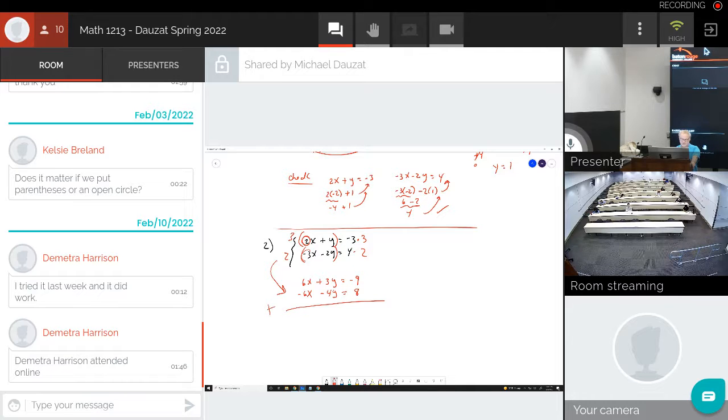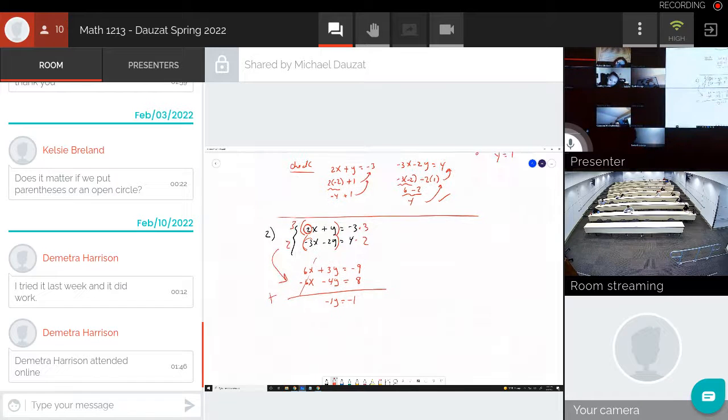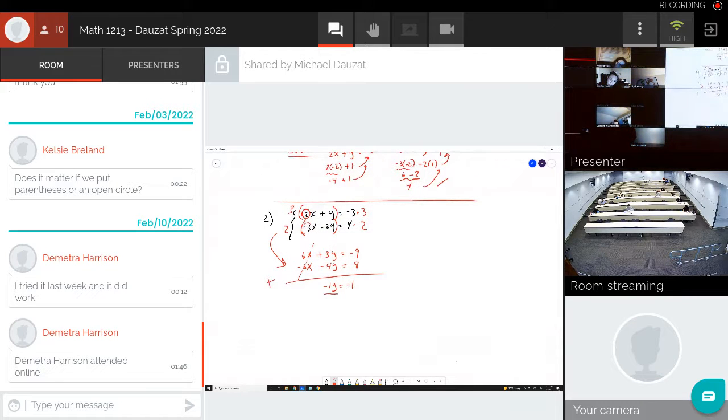Now can I add them? Yep. So when I add them, the x's are eliminated. And 3y and a negative 4y is negative 1y, right? Equal, negative 9 plus 8 is negative 1. And then how to get y by itself? Divide both sides by negative 1. And so therefore, what's y? 1, which is what we knew it was supposed to be.